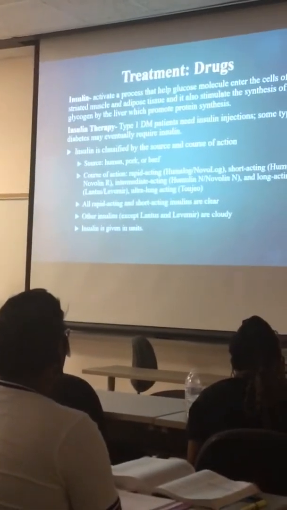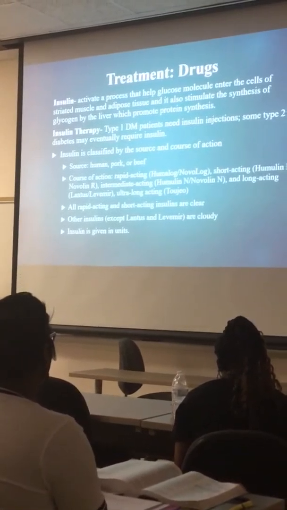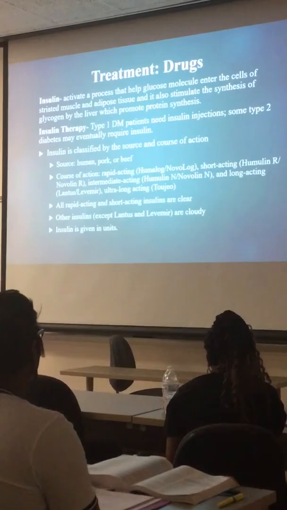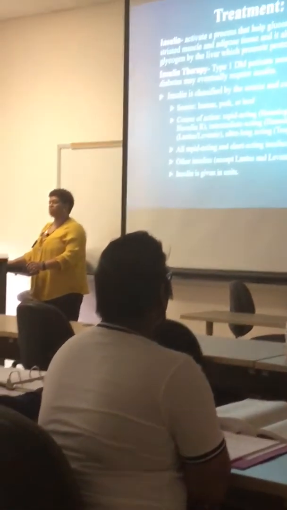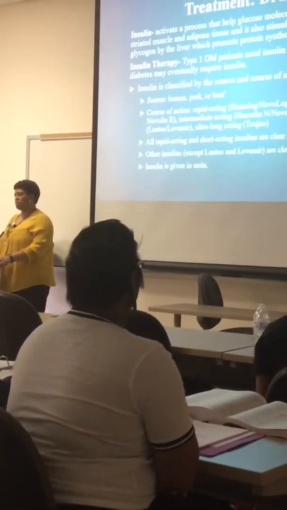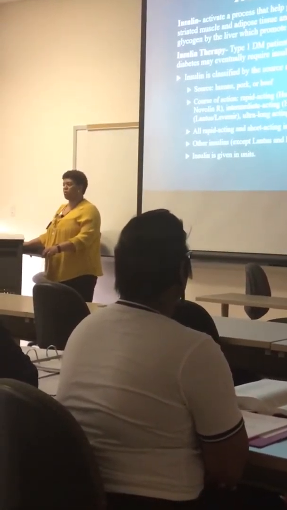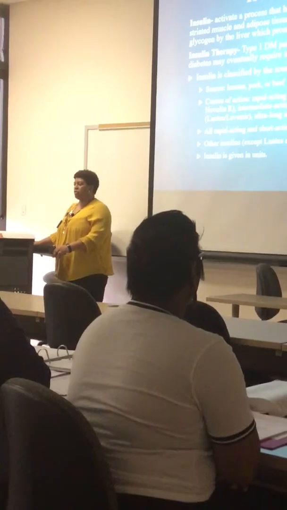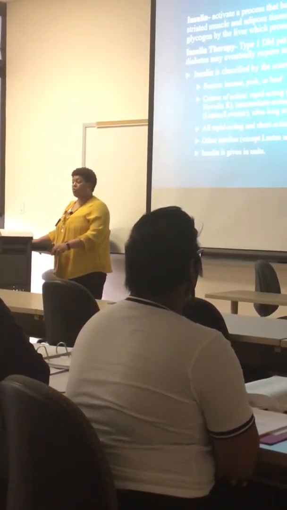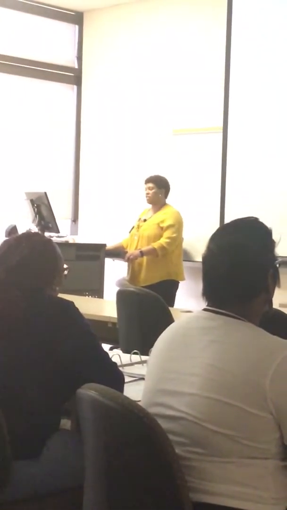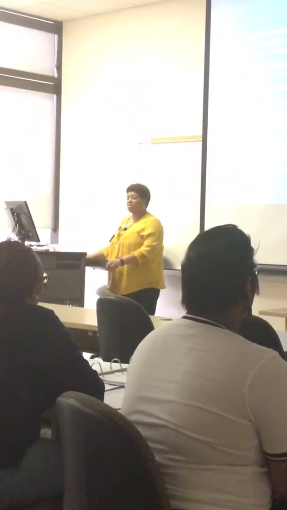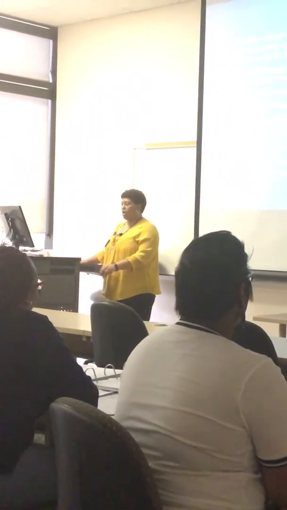Treatment, such as drugs, insulin. Insulin is an activated process that helps the glucose molecules into the cells of striated muscles and adipose tissue, and it also stimulates the synthesis of glycogen by the liver, which produces protein synthesis. With insulin therapy, the type 1 diabetes patient needs insulin injections. Some type 2s may eventually require insulin also.